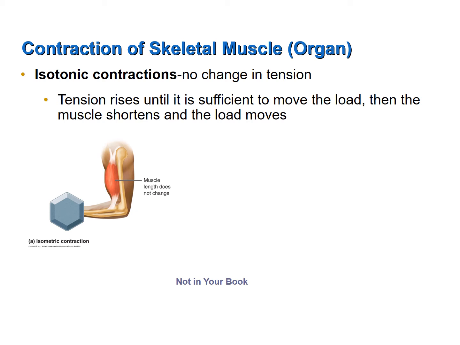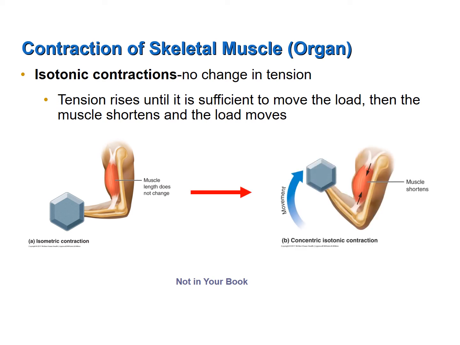Well, what if you want to start curling the load or the weight? Tension has to rise enough to start moving the load. And as the load moves, the muscle shortens. And so now we've moved from isometric contraction to isotonic contraction as the muscle shortens. Notice that as the muscle shortens, there is no change in tension being produced by that muscle.